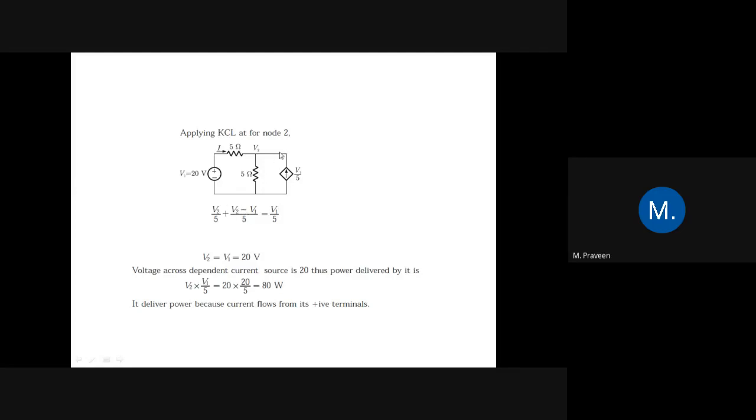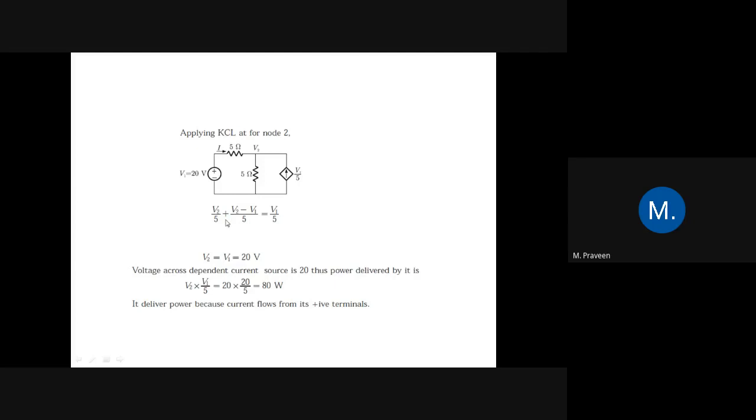Here both currents are going away from the junction, but this one is toward the junction, so we can write it as V1 by 5. Here it is a dependent source, which is equal to V1 by 5. Now the V1 value is given as 20 volts. If you substitute the value of V1, you will get the V2 value as 20 volts, which is also equal to the V1 value. Therefore, V1 and V2 both are 20 volts.